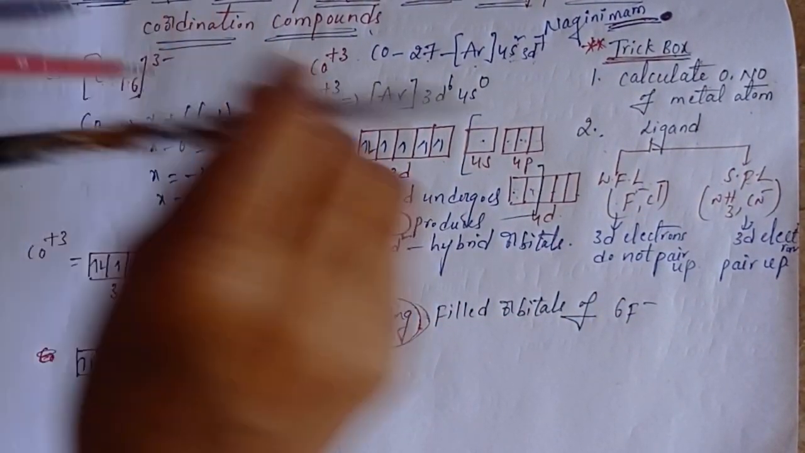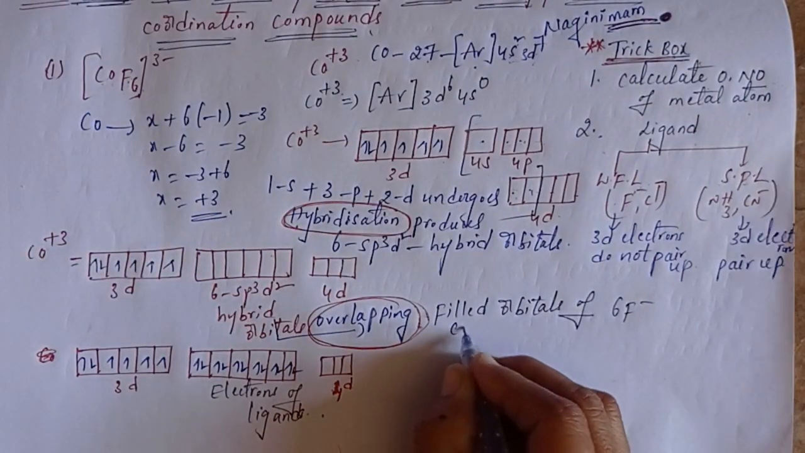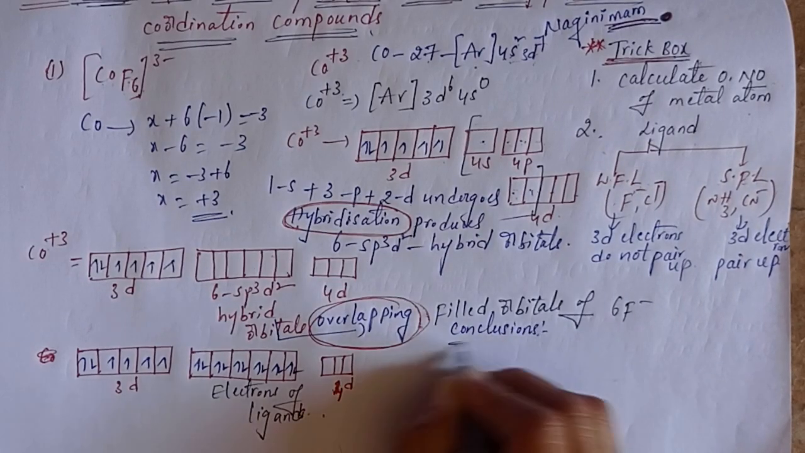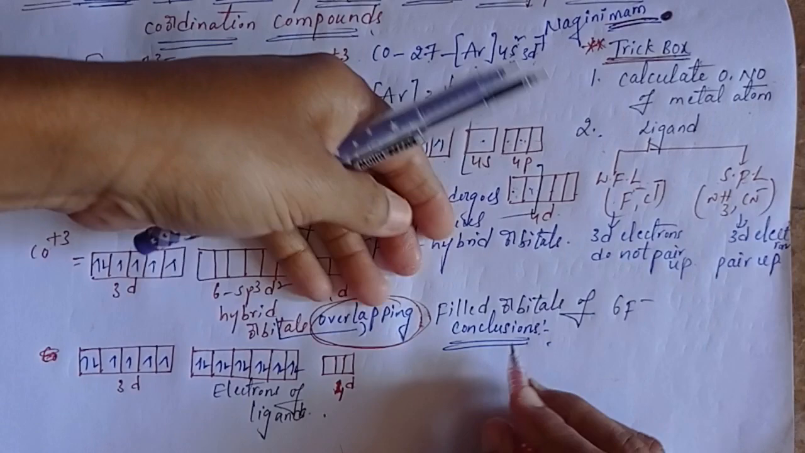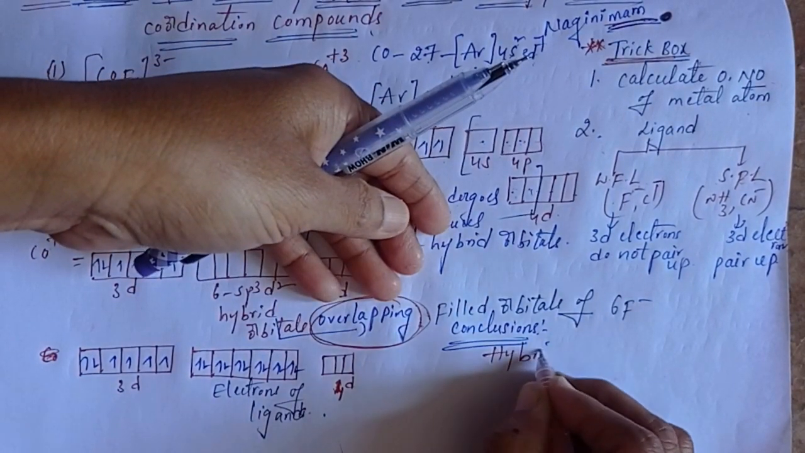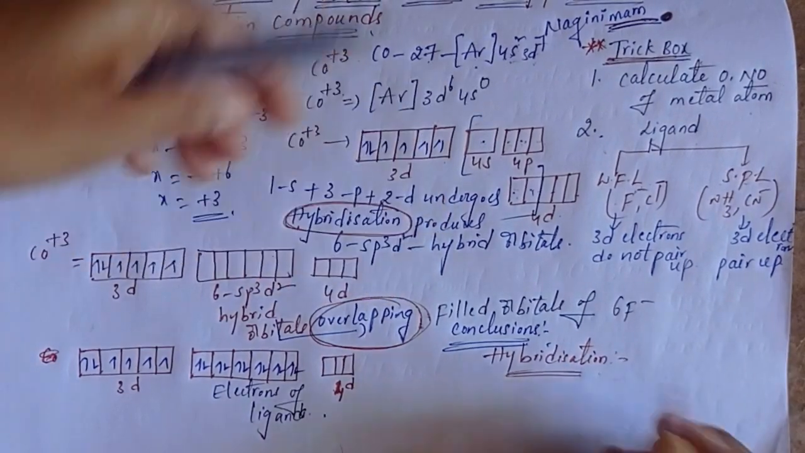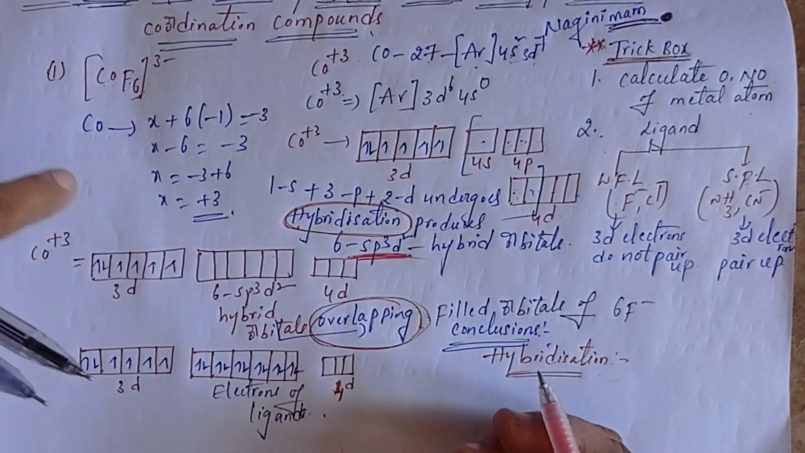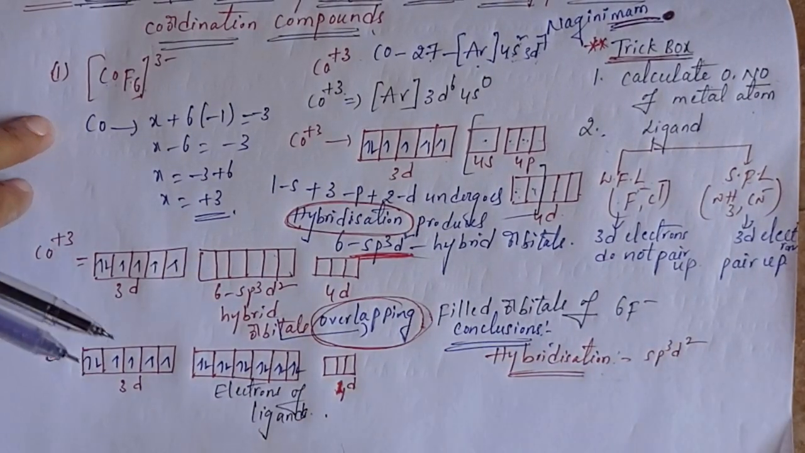Next, conclusions. What are the conclusions? Now we have to write hybridization, geometry. Conclusions. First one, hybridization. What is the hybridization, students? Tell me. It is sp3d2. So right here, sp3d2 hybridization.